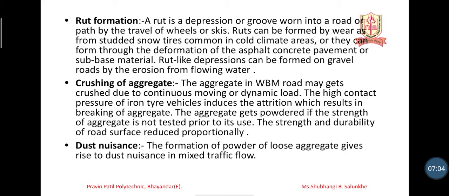Okay, the next one is rut formation. A rut is a depression or groove in a road made by the travel of wheels. Ruts can be formed by wearing from studded snow tires, commonly in cool climate areas, or they can form through deformation of an asphalt concrete pavement or sub-base material. A rut-like depression can be formed on a gravel road by erosion from flowing water. It means that the rut is forming.